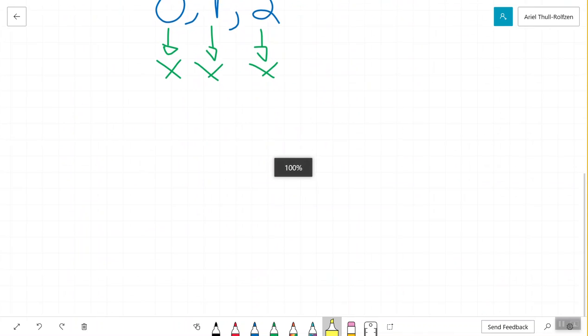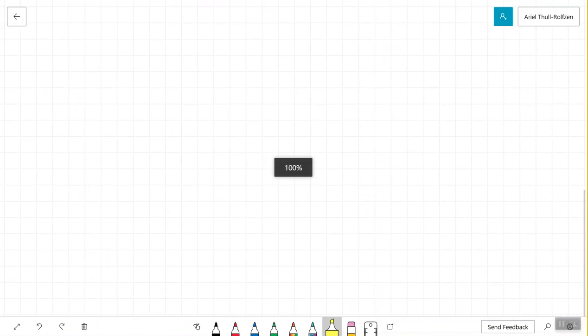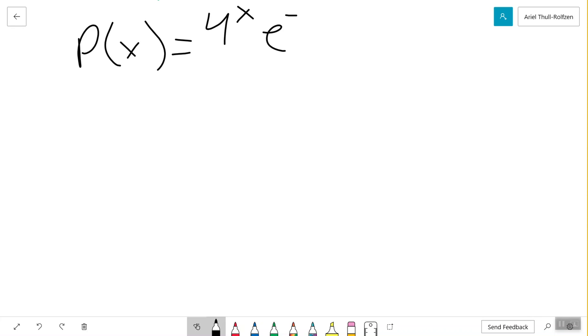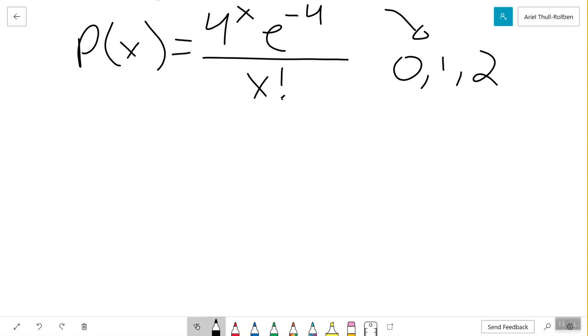So with that in mind, I'm going to come down here, make sure that I have enough space. I feel like I'm using up a lot of room. So we had our equation, P of x equals lambda, or 4 in this scenario, to the power of x times e to the power of negative 4, or lambda, all over x factorial. And what the problem gave us was that we were to solve for 0, 1, and 2. It was looking for the probability that no more than 2 children are born on the unit in that day.